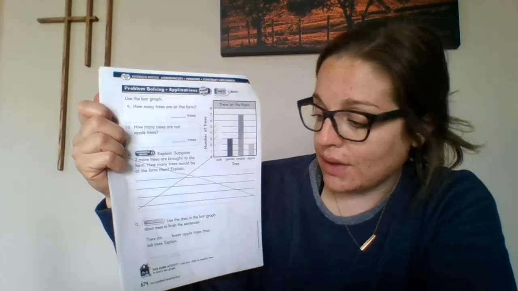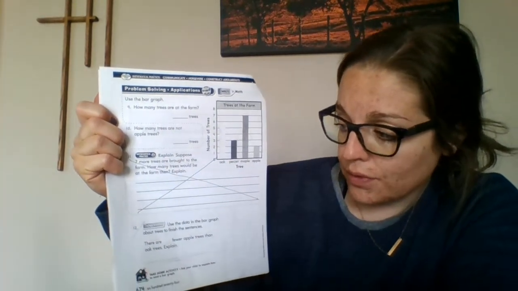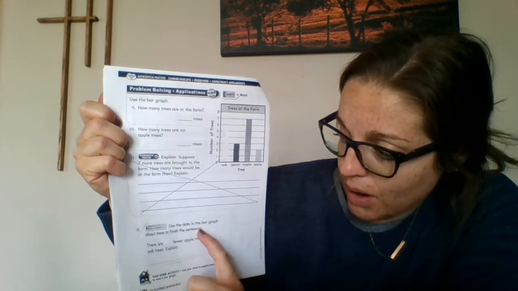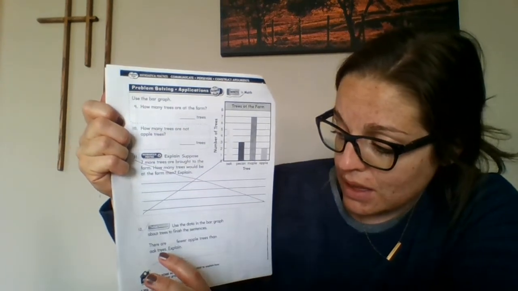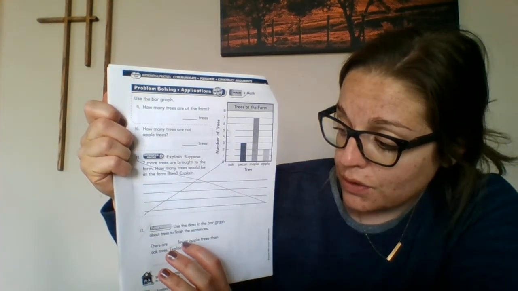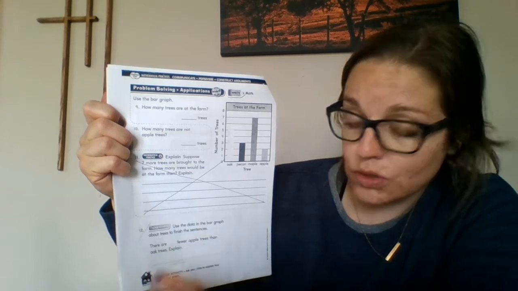Number 11, you don't have to do. And then number 12, use the data in the bar graph about trees to finish the sentences. So you're going to use this bar graph again for number 12 down here. There are blank fewer apple trees than oak trees.